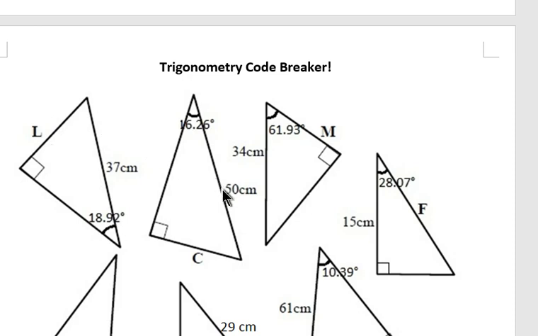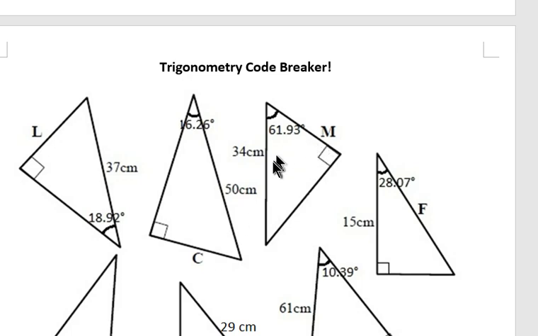Next one over here, we're trying to find C, and notice once again we are given the long side, the hypotenuse, and this time it's 50 centimeters. The side that we're trying to find is opposite the angle that's given, the 16.26 degrees. It's very far away from the 16.26 degrees. In order to find C, we use sine. Start with the long side, 50 sine 16.26. Press equals and you'll find the answer for C.